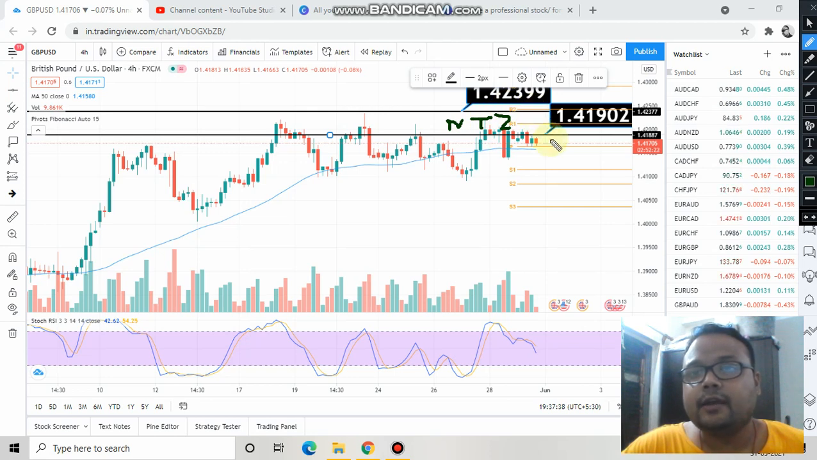1.4239 on the upside and 1.4190 on the downside. As long as the market is trading in this range, you should not trade. This is your no trading zone.